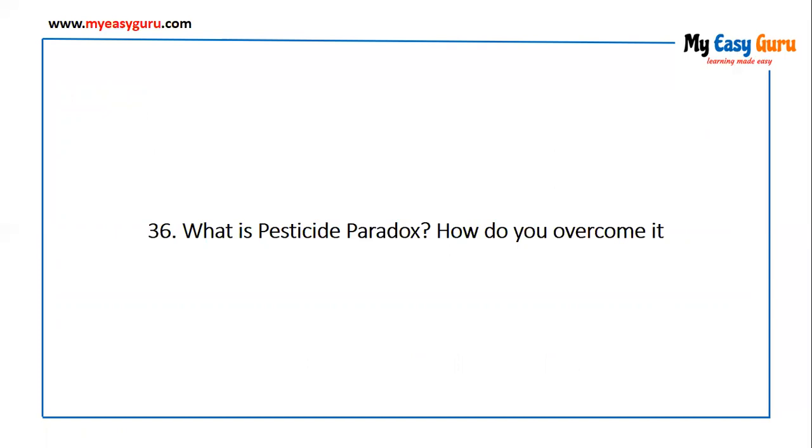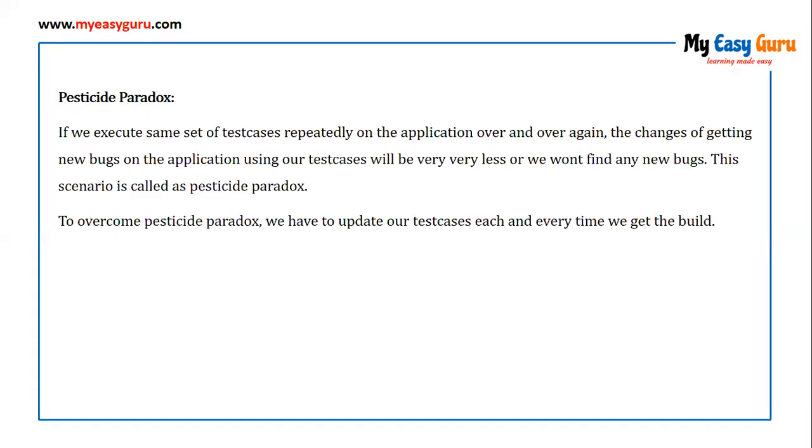Now the next question, what is pesticide paradox and how do you overcome it? If we execute the same set of test cases repeatedly on the application over and over again, the chances of getting new bugs using our test cases will be very less, or we won't be able to find any new bugs. This scenario is called pesticide paradox. To overcome pesticide paradox, we have to update our test cases each and every time we get the build.